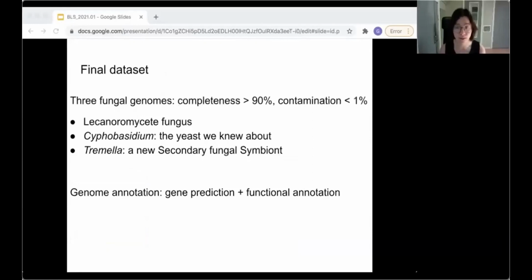So this is our final dataset. Three fungal genomes extracted from a metagenome. Each of them had high quality comparable to what you can expect from a genome sequence from culture. We annotated each of the genomes, meaning that we predicted genes and assigned those genes with putative functions.